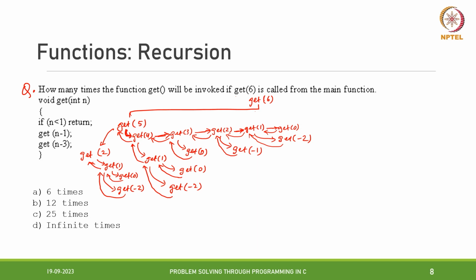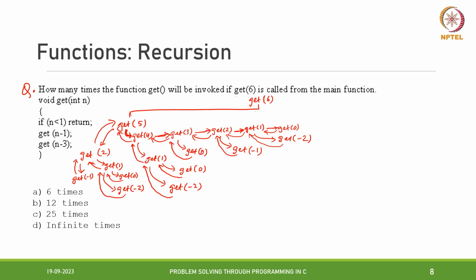Now get of 2 has done the n minus 1 condition. Next it will run the n minus 3 condition, which is minus 1, which will immediately come back to get of 2 again. Now get of 2 is done. It has called the n minus 1, called the n minus 3, the control is back to get of 2. So get of 2 is done, so it will send back the control to the function that called it, which was get of 5.